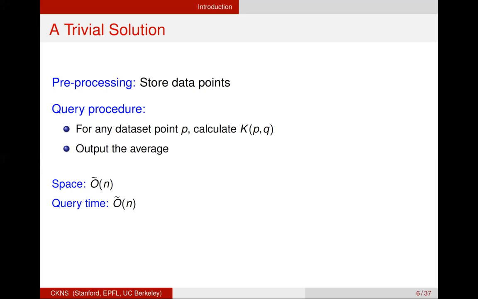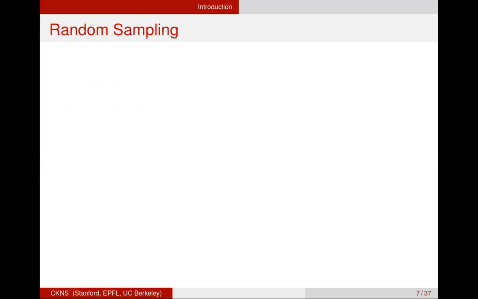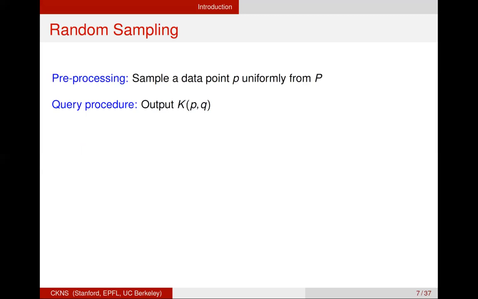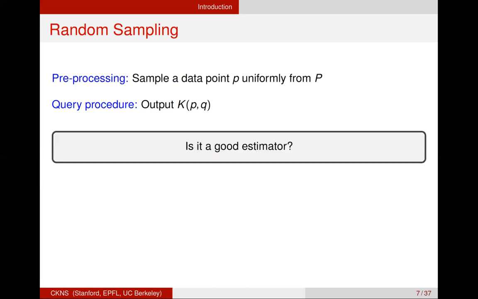Remember that we want to approximate a summation of some quantities, so we can do random sampling. Suppose that we sample a data point uniformly at random from our dataset in the pre-processing phase. In the query procedure, we just output the kernel value between this point and our query. The question is whether it is a good estimator or not. We need to check two properties. First, we need to check if it is unbiased or not. And the second question is what is the variance of this estimator?